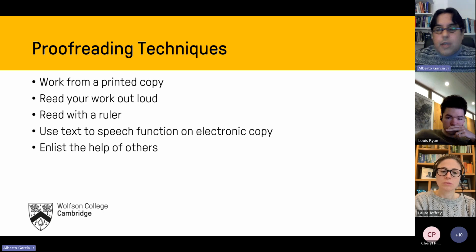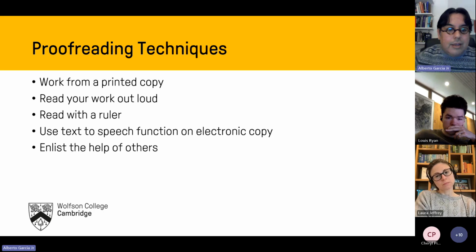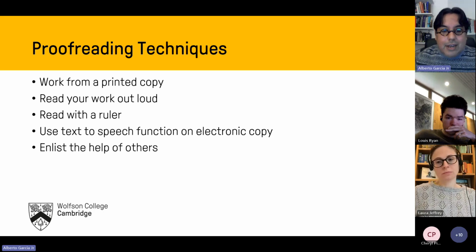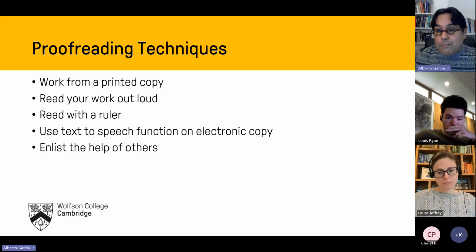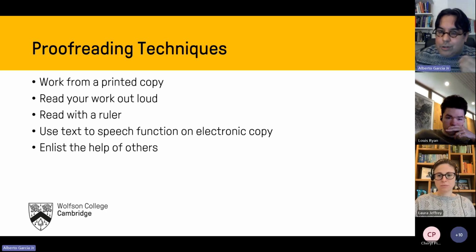And then also enlist the help of others. Have other people read your work. A friend is always a perfect person to help read, because they may have some sense of what you're working on, but not complete sense. So you can always check their reactions to what you've written.